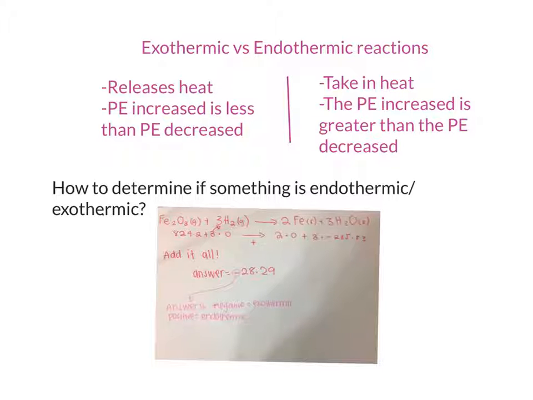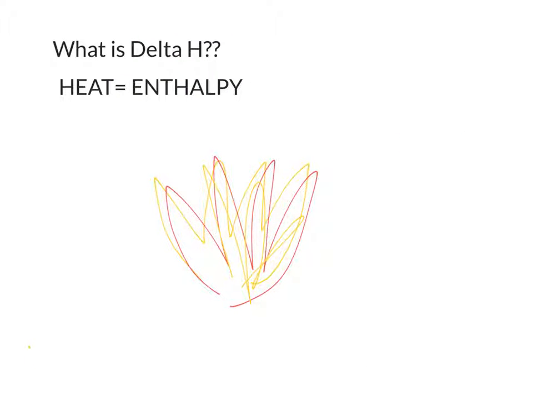In exothermic reactions, we see that they release heat and the PE increased is less than the PE decreased. In endothermic, it takes in heat and the PE increased is greater than the PE decreased. In some equations, you may encounter delta H. This means enthalpy, which is the same thing as heat.